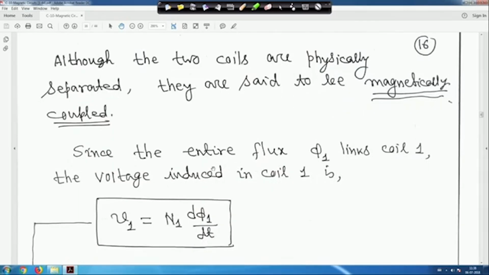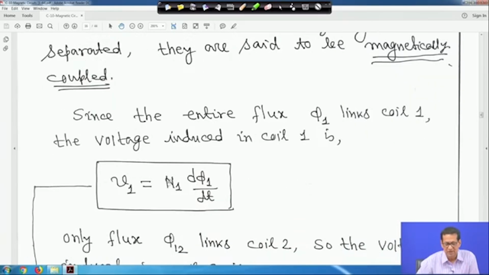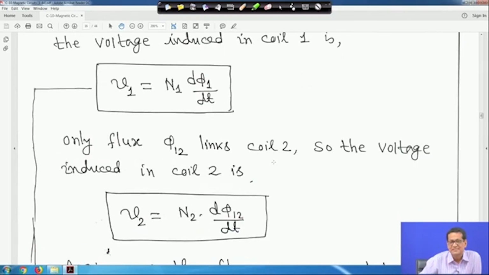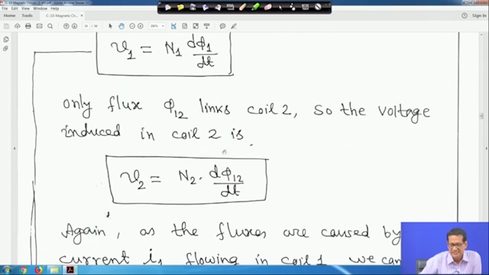Since the entire flux phi 1 links coil 1, the voltage induced in coil 1 will be V1 is equal to N1 into d phi 1 upon dt, because phi 1 is equal to phi 11 plus phi 12. So whole phi 1 linking the coil 1. So voltage V1 induced in coil 1 will be N1 into d phi 1 upon dt, or only flux phi 12 links coil 2. So the voltage induced in coil 2 will be V2 will be N2 into d phi 12 upon dt.